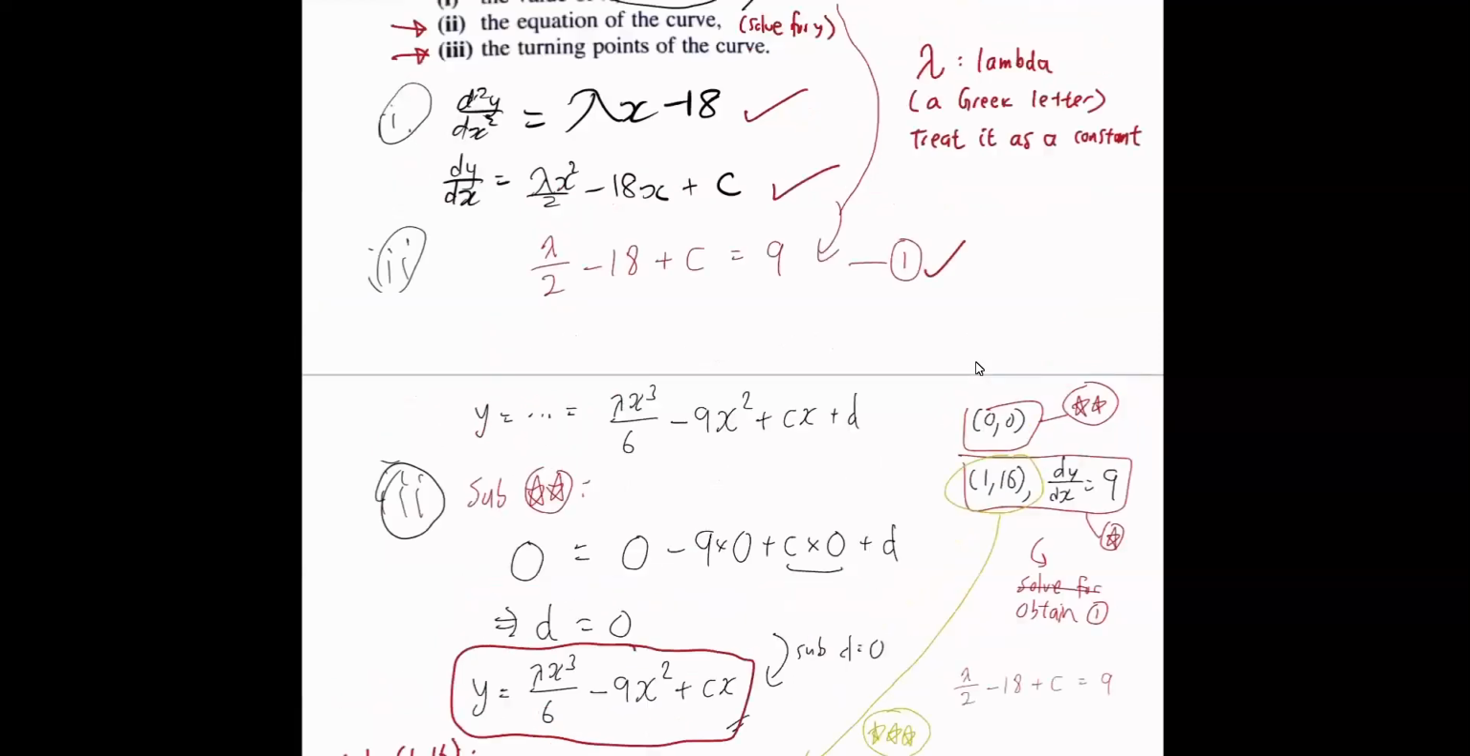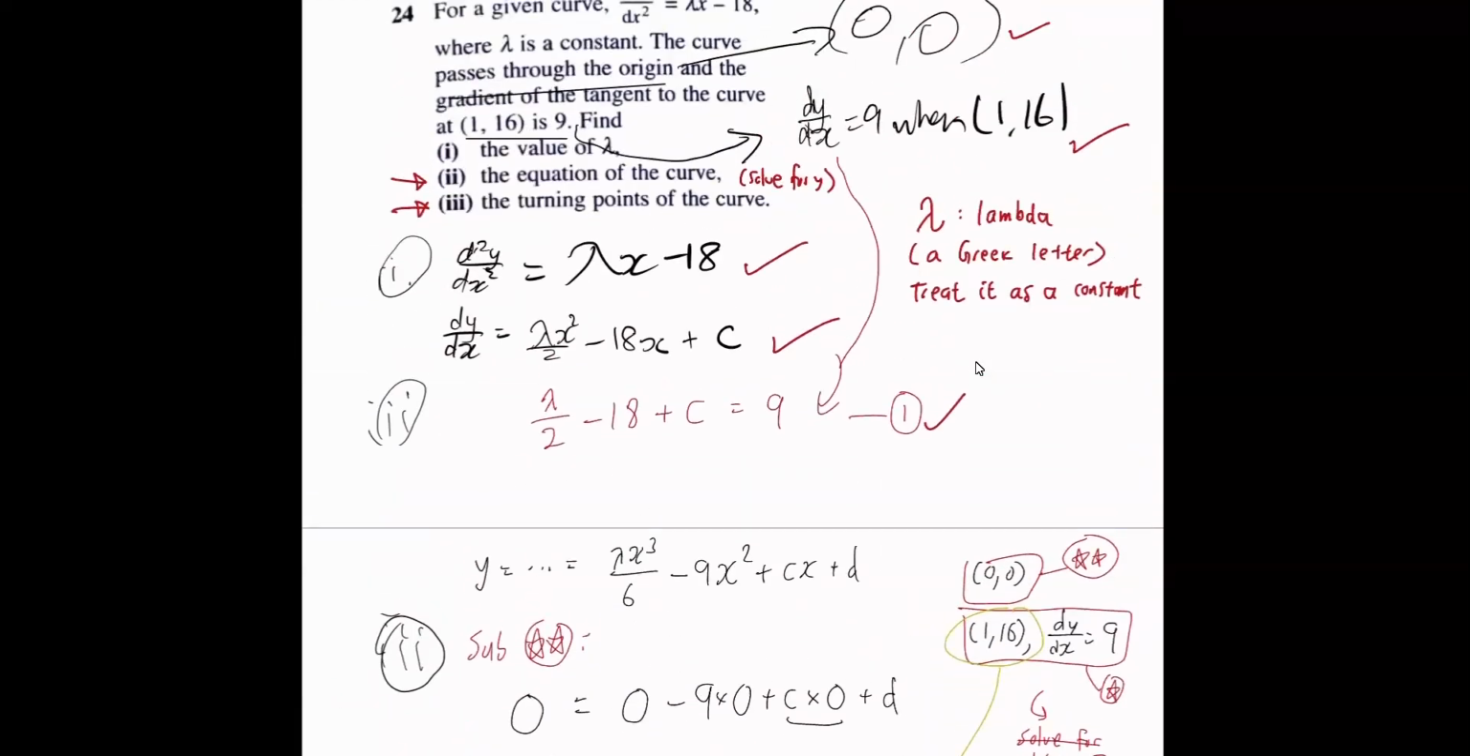Okay. Next, find the turning points of the curve, also known as stationary points. SP: dy/dx equals 0. dy/dx is over here. Now you know lambda, you have c. Then you equate it to 0.